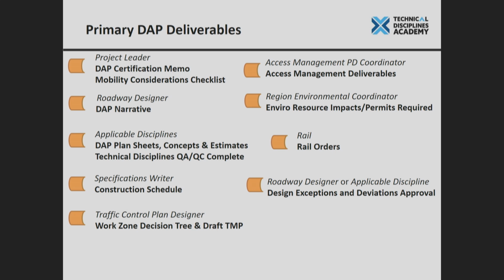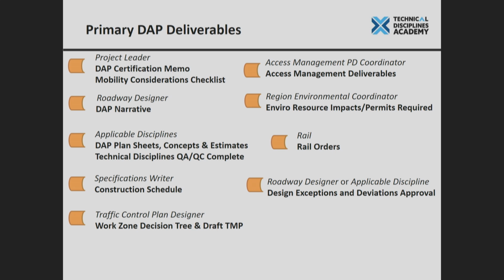Moving forward, we're going to have about 19 deliverables, 18 if you do things right. But some of the major deliverables we have right now: from the project leader, you're going to get the DAP certification letter and the mobility considerations checklist. Roadway's going to develop the DAP narrative. I think that process is going to change going forward. Everybody's going to put their pieces into project-wise into the form for their respective discipline.